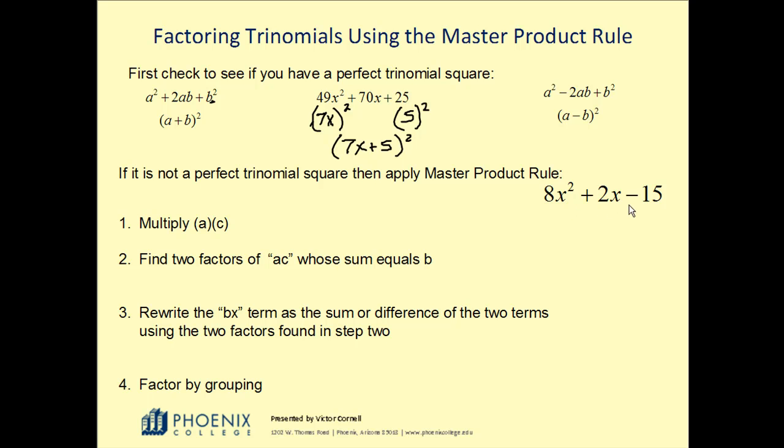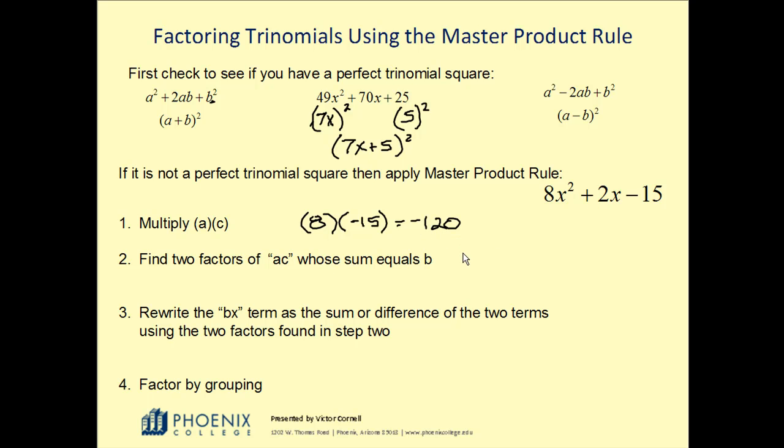Now this trinomial right here is not a perfect trinomial square because 8 is not a perfect square. So we're going to use the master product rule. The first step is to multiply a times c. So a is 8, c is negative 15. If you multiply those two together, you get negative 120. The second step is you want to find two factors of negative 120 whose sum is b, which is the middle number right here of 2.